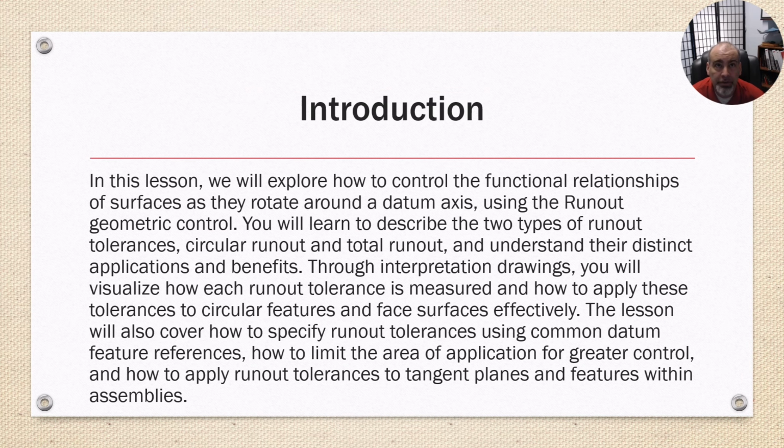Introduction. In this lesson, we will explore how to control functional relationships of surfaces as they rotate around a datum axis using the runout geometric control. You will learn to describe two types of runout tolerances, circular runout and total runout, and understand their distinct applications and benefits. Through interpretation of drawings, you will visualize how each runout tolerance is measured and how to apply these tolerances to circular features and face surfaces effectively.